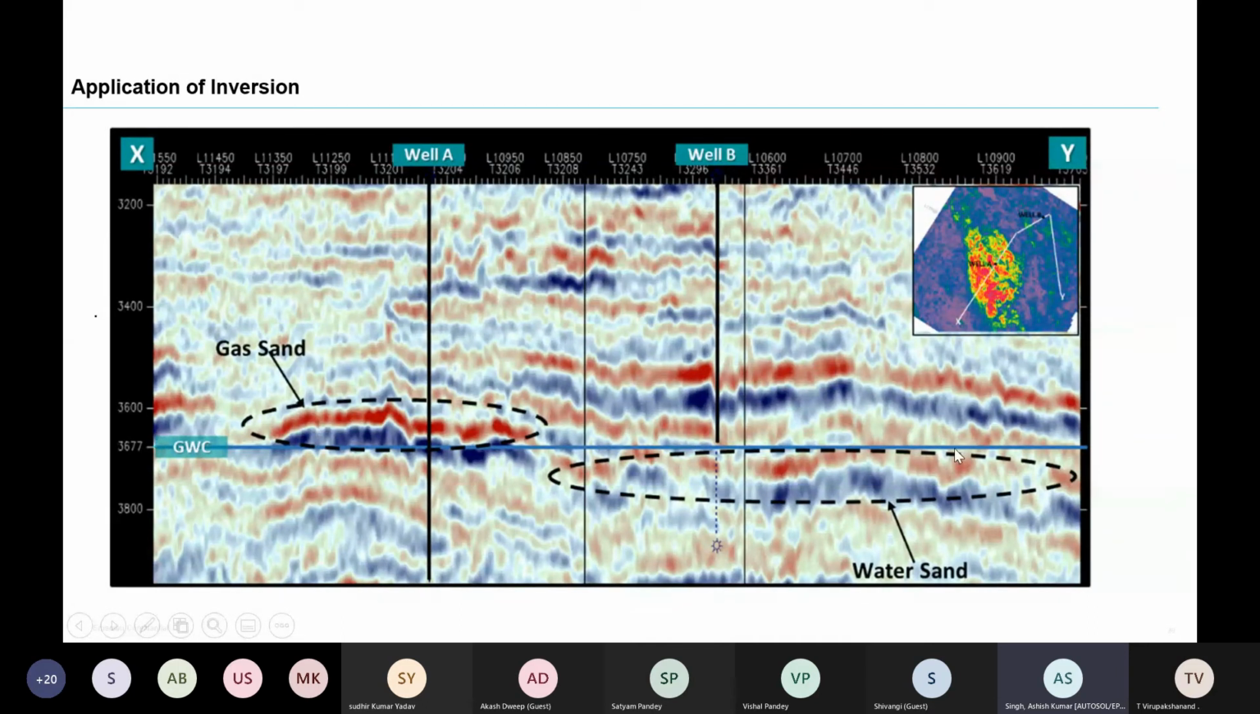We are going to develop the field, so we have to capture the water sand extension, because if water enters the reservoir during production, the production will be lost. So I used this method basically, and this is our impedance.